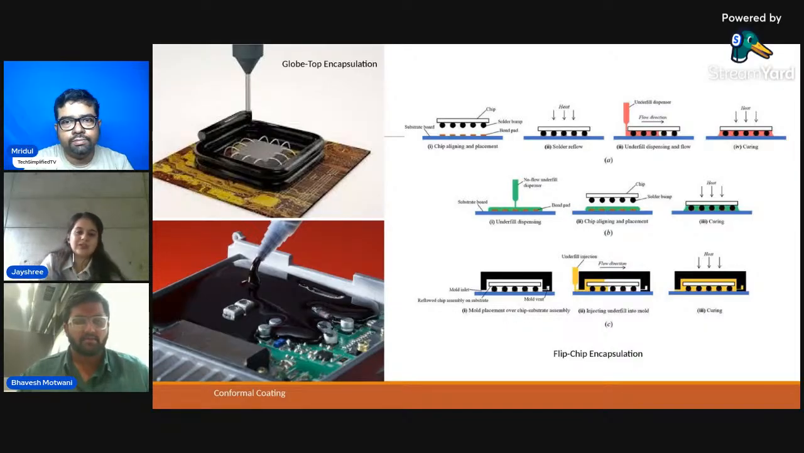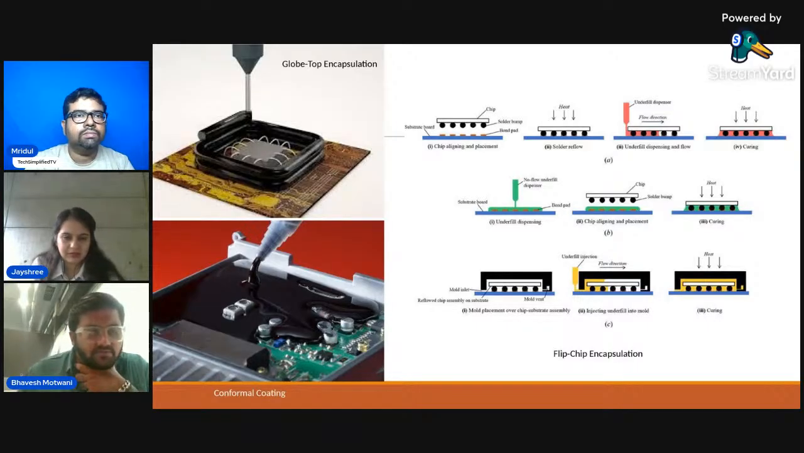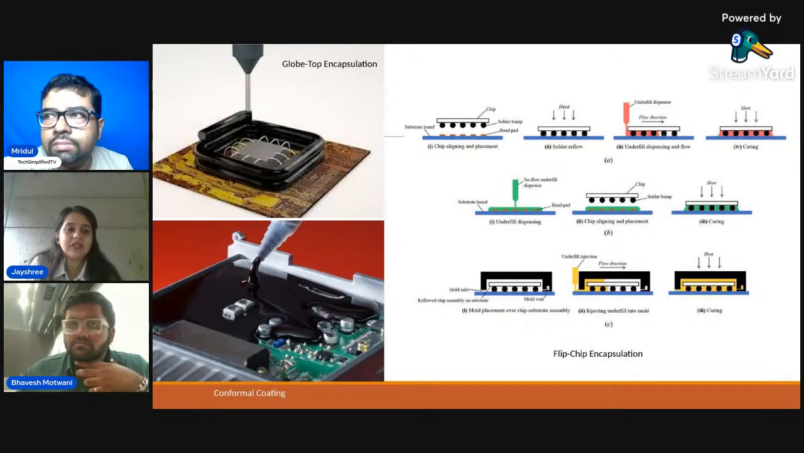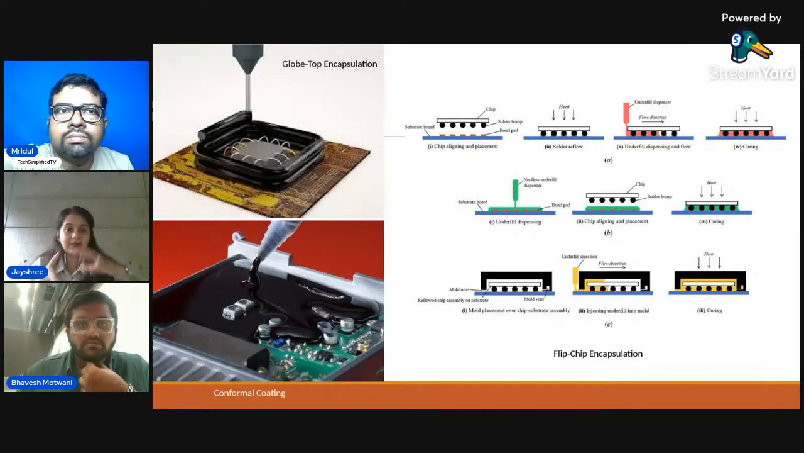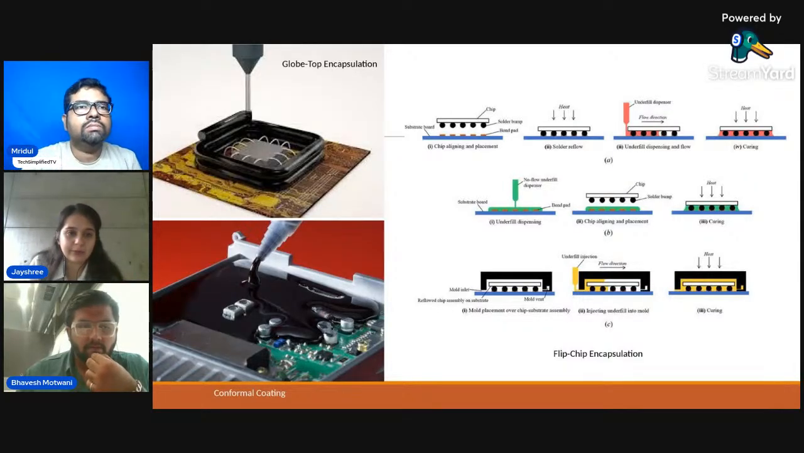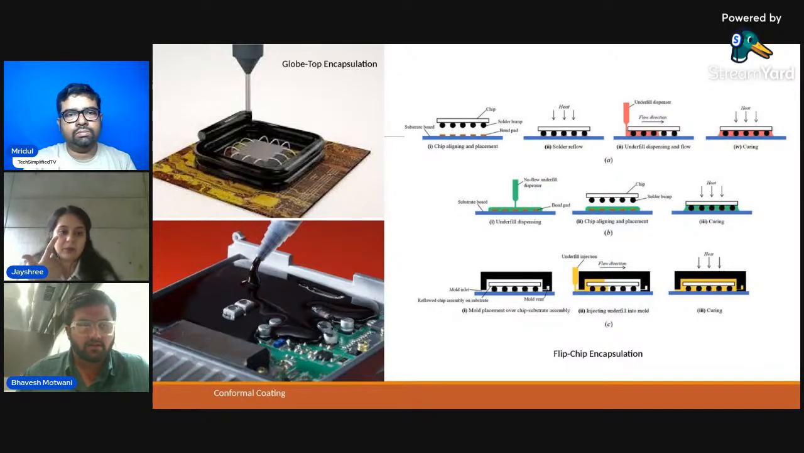Okay, no worries. So in this image, firstly, we will understand what encapsulation is. Basically, it's the process of covering the die and the interconnect using materials like epoxy resins, molding compounds, or eventually coating, depending upon the package type. So what does it do? It prevents oxidation and corrosion, enhances mechanical strength, and improves thermal cycling tolerance.